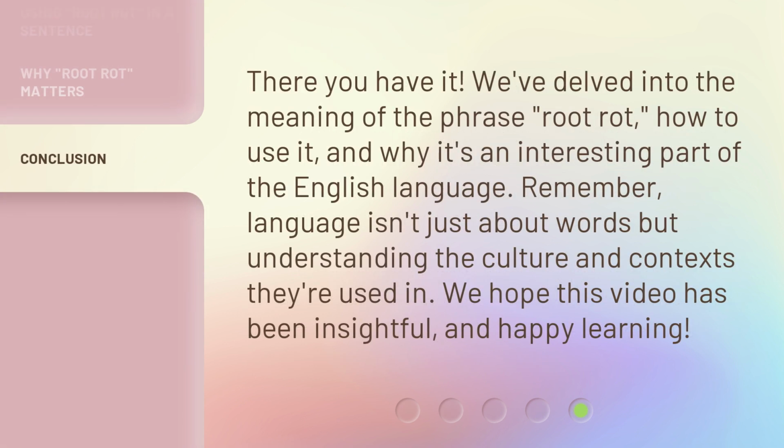There you have it. We've delved into the meaning of the phrase root rot, how to use it, and why it's an interesting part of the English language. Remember, language isn't just about words but understanding the culture and context they're used in.